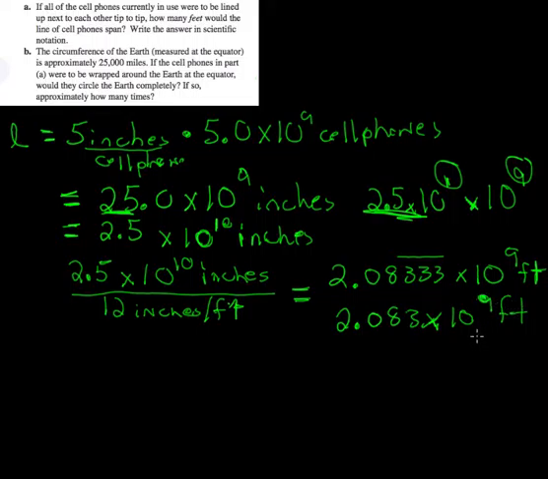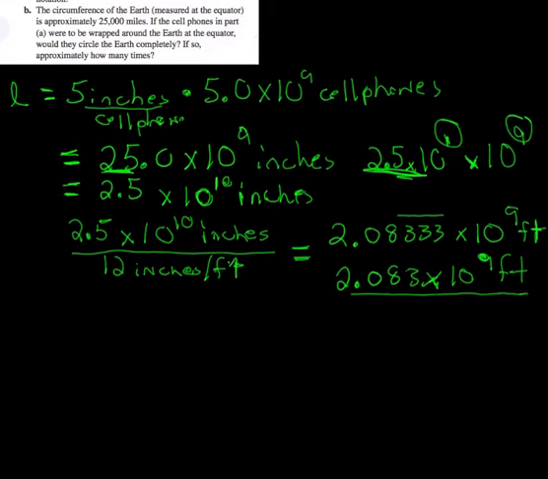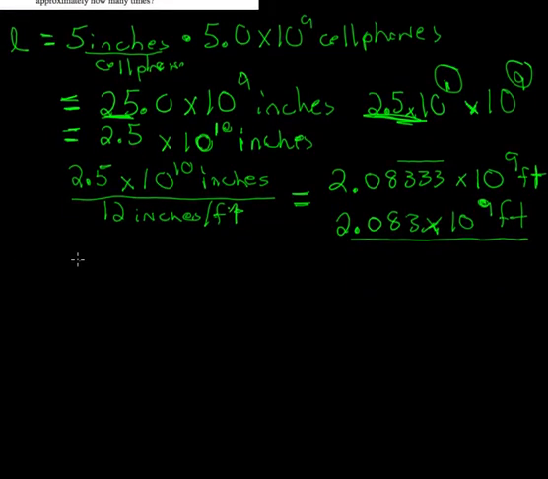So the circumference of the Earth measured at the equator is 25,000 miles. If the cell phones in part A were wrapped around the Earth at the equator, would they circle the Earth completely? So we've got this in feet, but this question is now asking us to compare it to miles. So we're going to do one more conversion. So there's 2.083 times 10 to the 9th feet.